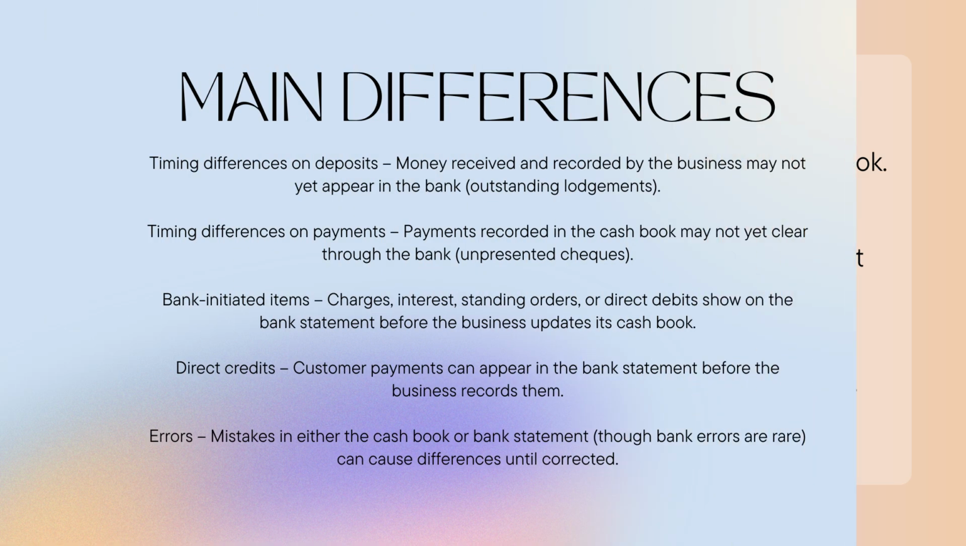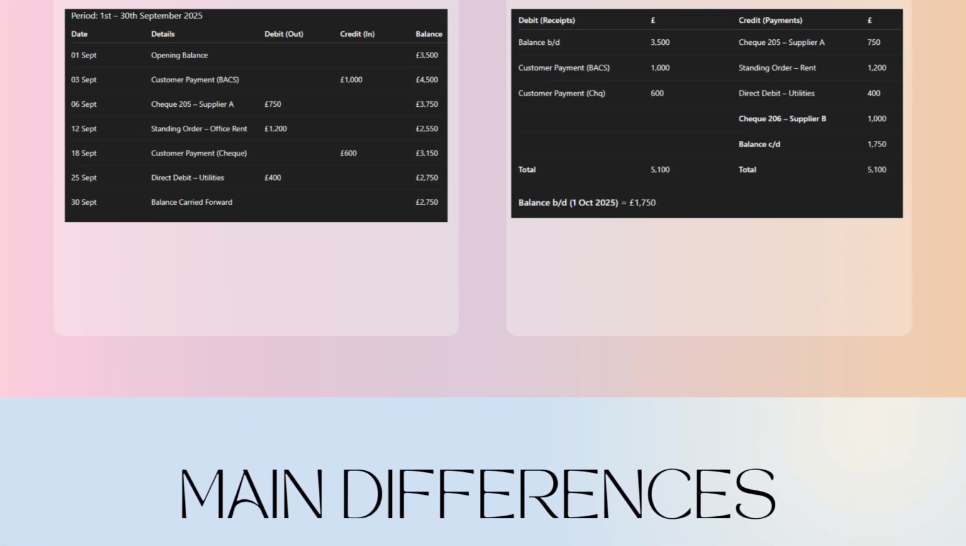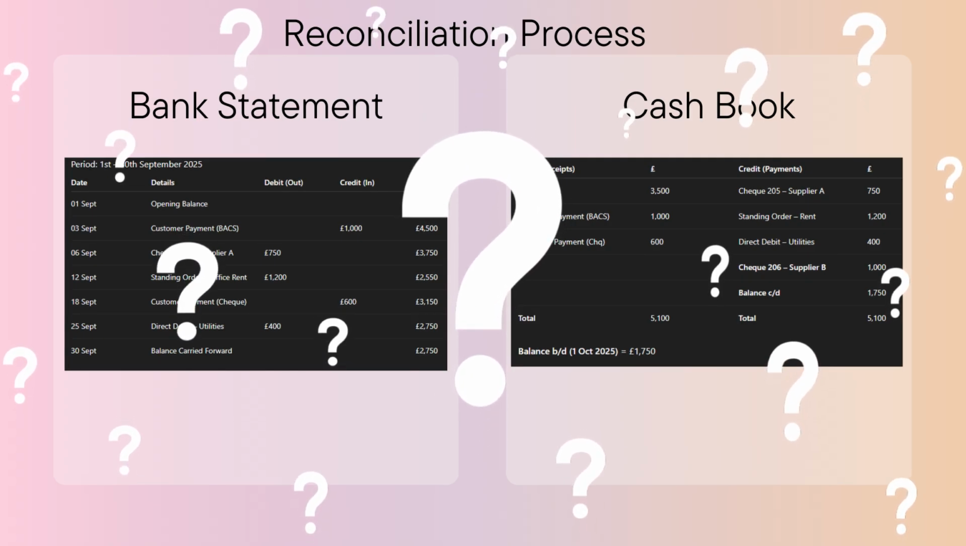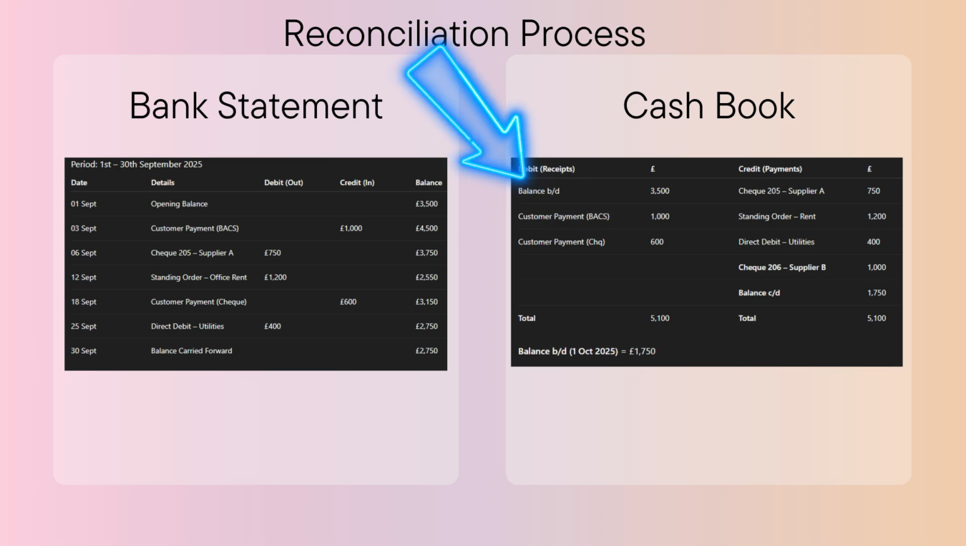So to summarise the main differences, we could have outstanding lodgements, which are deposits not yet cleared, unpresented cheques for outstanding payments, bank charges and interest, standing orders and direct debit payments, direct credits, BACS and faster payments, which is your income, and errors. So let's now take a look at the actual reconciliation process. Where are we going to start? The very first place to start, I would always recommend, is checking the opening balance on the cash book and the opening balance in the bank statement. The best thing to do is almost a ticking exercise, where we're going to match the transactions from the bank statement to the cash book, like you can see here.